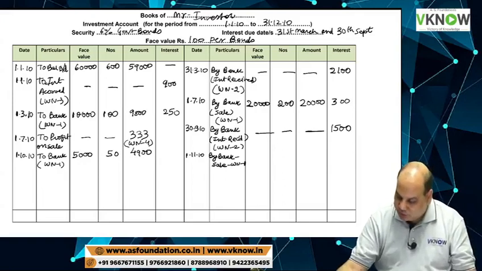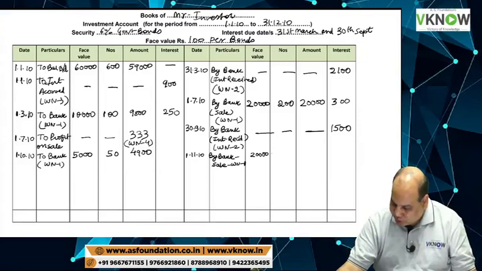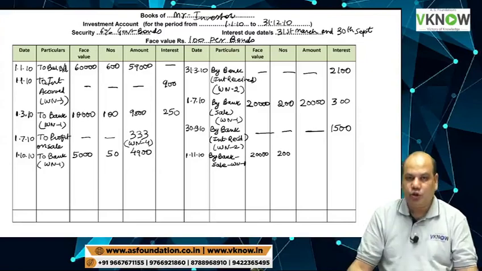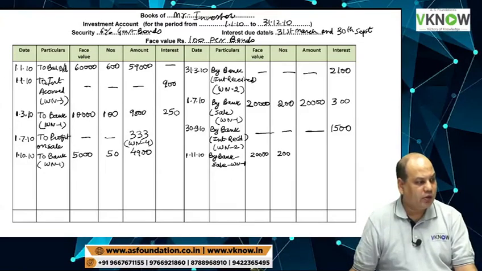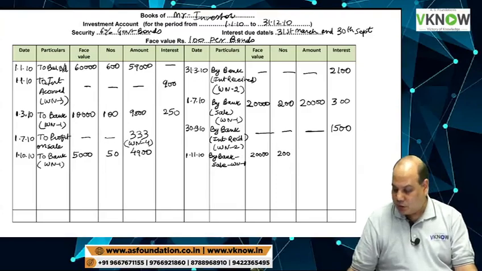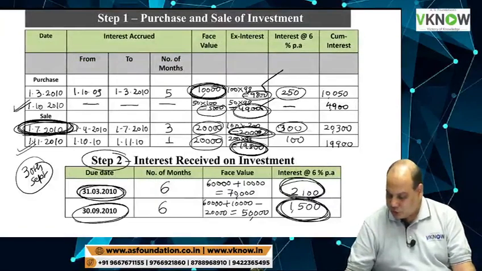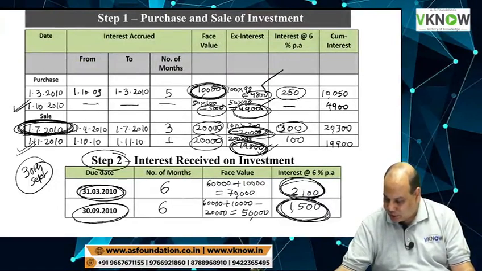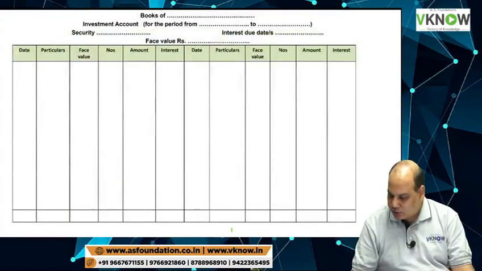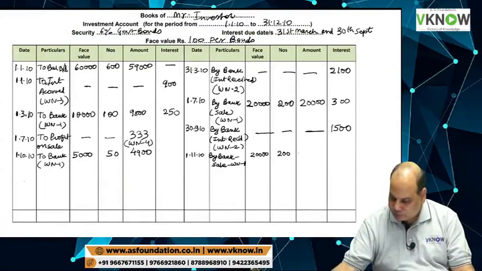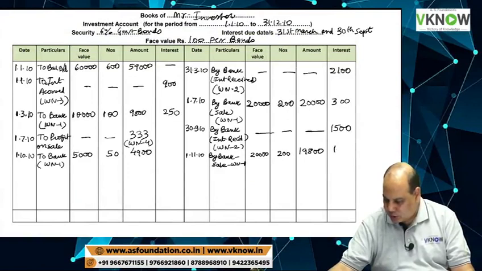And you have sold investment with face value 20,000, quantity 200. Please tell me the amount which you will write here. So on the screen, this last item sold 19,800 and interest 100. This two figure, 19,800 sale value and interest 100 rupees on that. So you will write down 19,800 and interest 100.